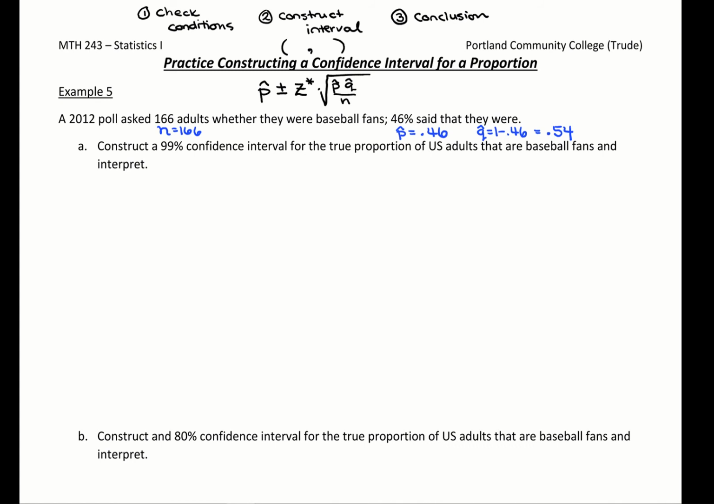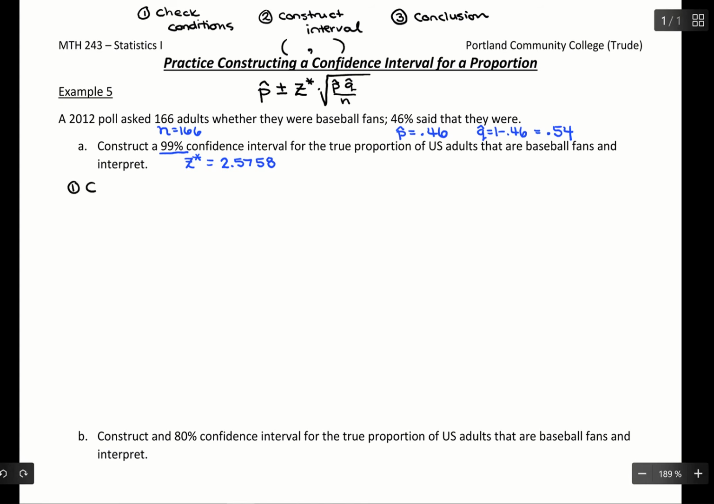So first example here says to construct a 99% confidence interval. So as soon as you see that 99% confidence, we can grab that z star that we found in the previous video. We want to use that 2.5758. So with that, we have all of the pieces to our interval. Before we start plugging in and calculating, we need to check our conditions.